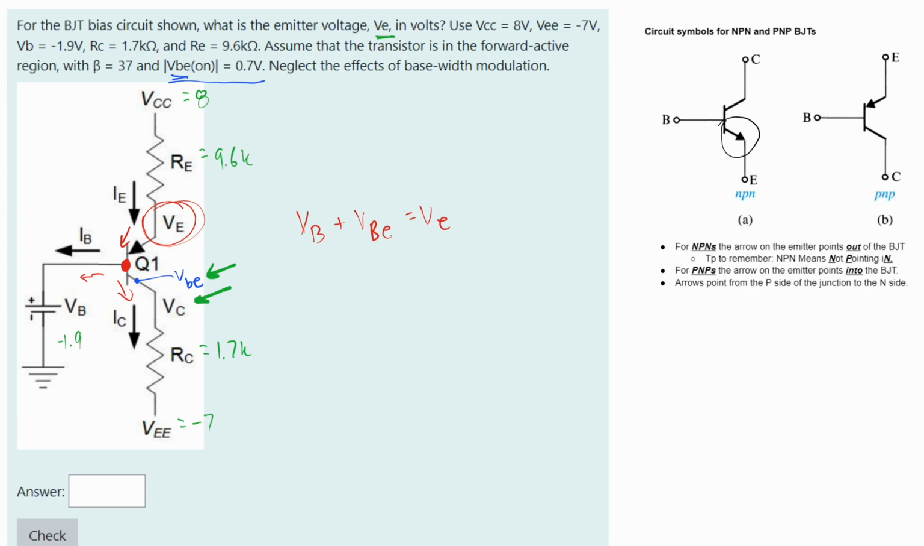Now, all we need to do from here is plug in our values. It's that simple. We were given our VB. Our VB is -1.9 volts for this problem. Our VBE is the VBE on, which is 0.7 volts for this problem, and this is equal to the voltage on our emitter. So the voltage on our emitter is just going to be -1.2, measured in volts. So that is how we find the voltage of our emitter.